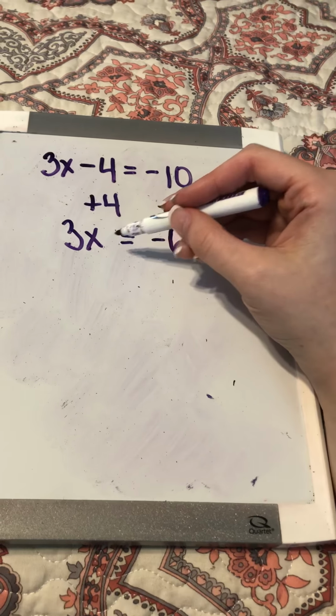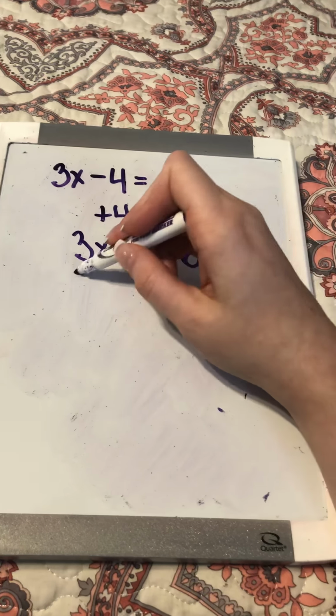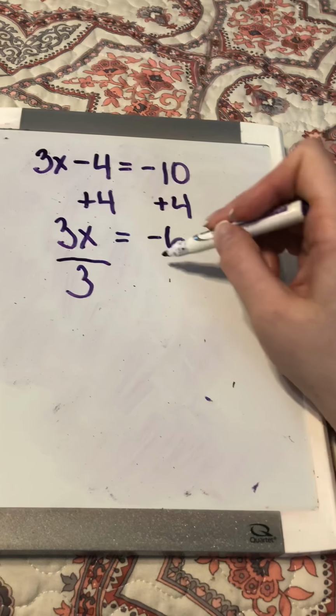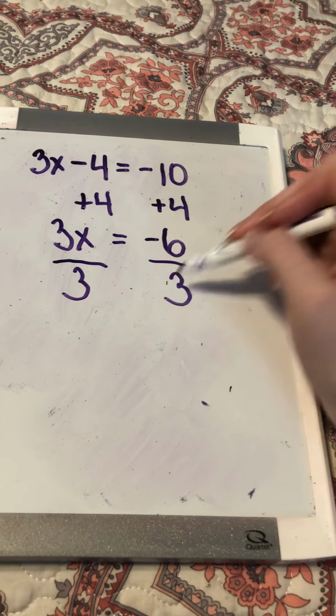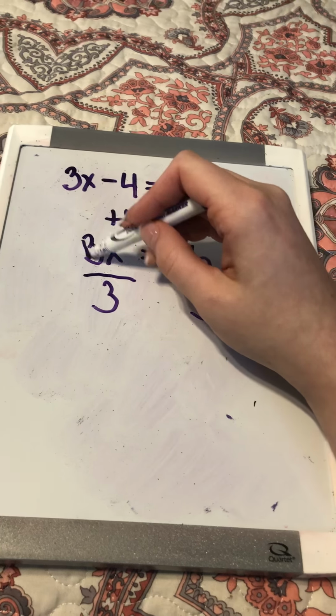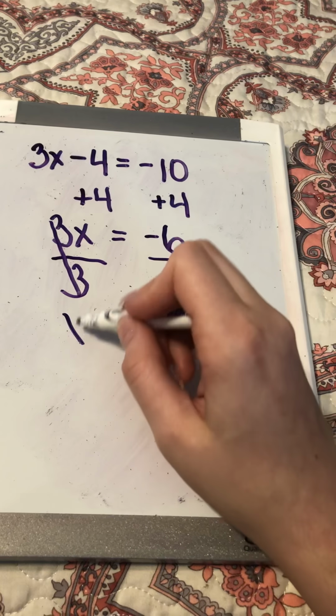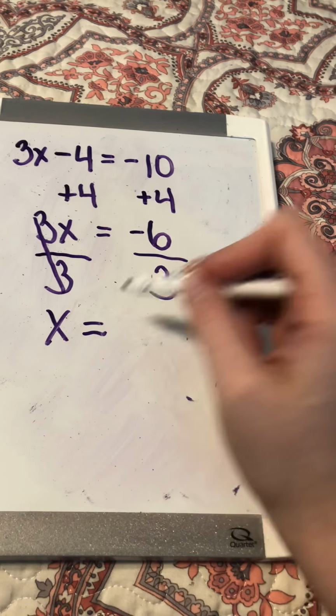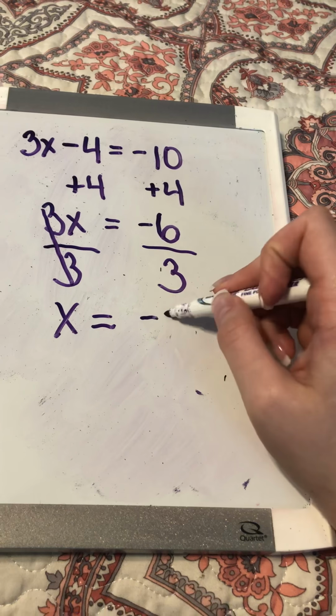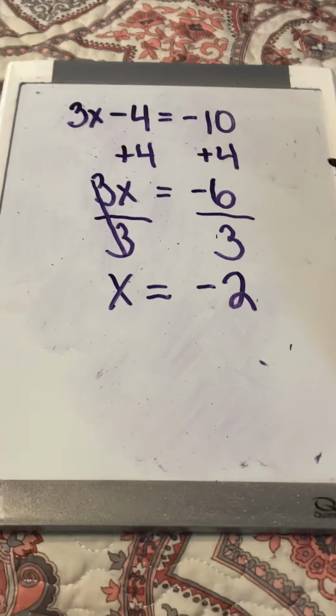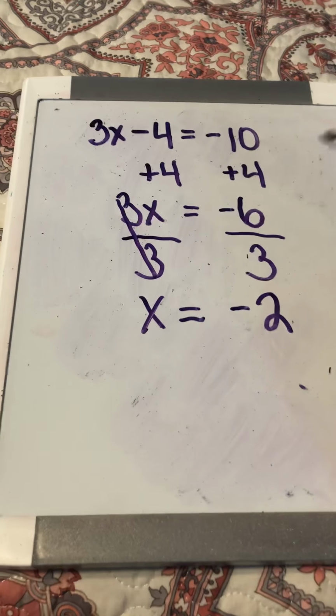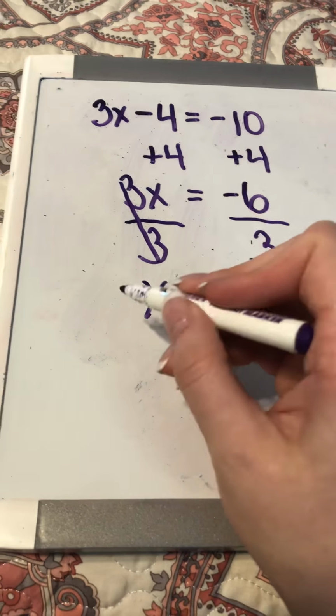We want the x all by itself. We must divide by 3 to both sides. These 3's cancel out, so you are left with x is equal to negative 2. In order to check that, remember, you must plug it back into your original problem.